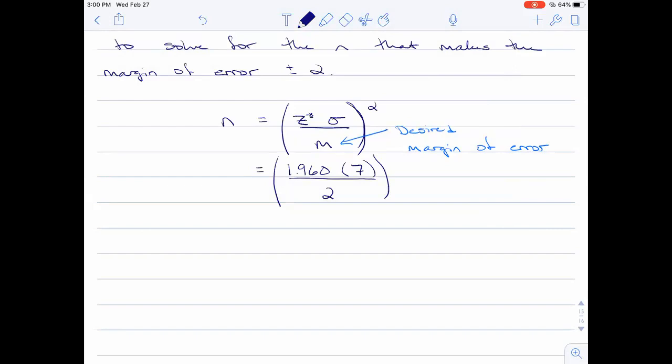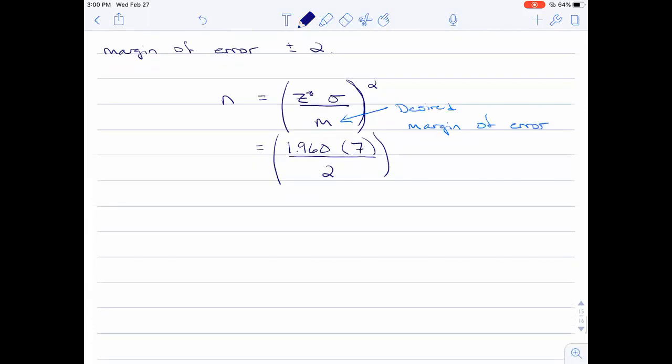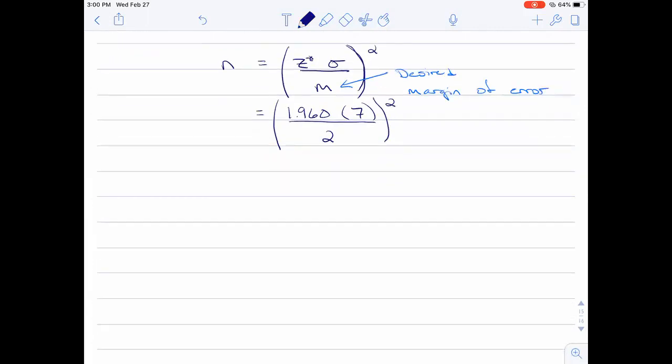1.96 times 7 divided by 2 is 6.86 squared, which is 47.0596. One thing is that it's really, really difficult to only sample 0.0596 of a wine taster, right?